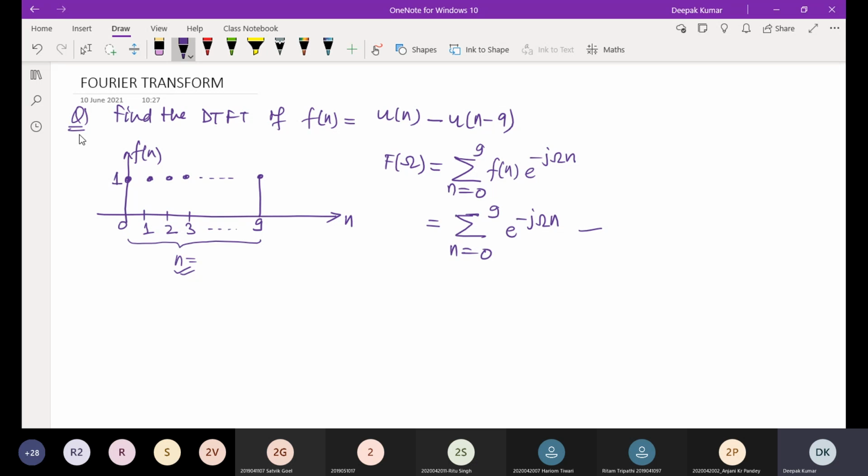Do the simplification and write your result. Like that, you can find any of this type of sequence. All of this type of question will be very simple.